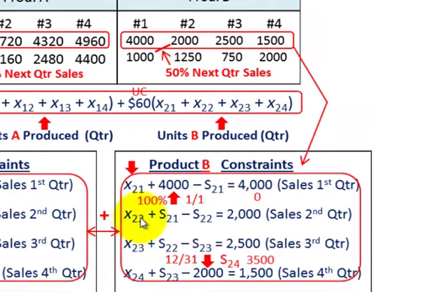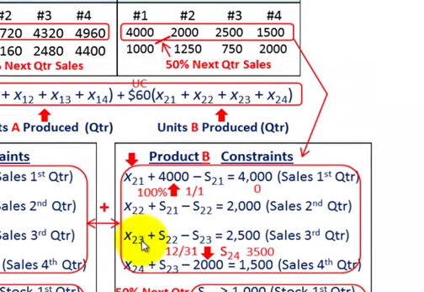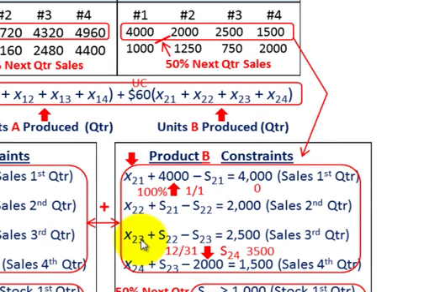And then X22, again, same pattern as we used for product A. Remember, X22 represents the product B that we're producing, plus the first quarter's stocking requirements, and then subtract out the end of the second quarter's stocking requirements, and that equals your sales for the second quarter. That was 2,000 units. And then same thing, X23 is the units that we're producing of product B for the third quarter.